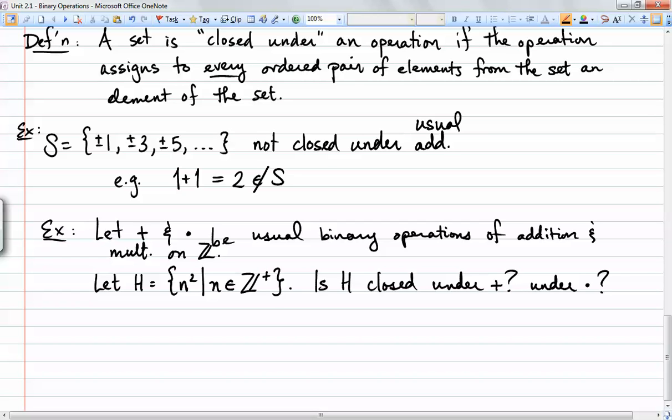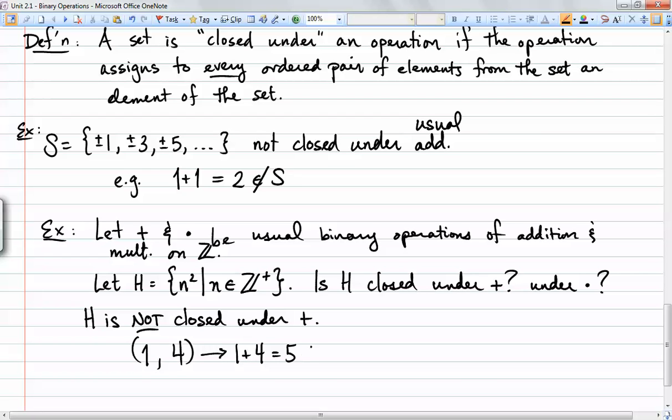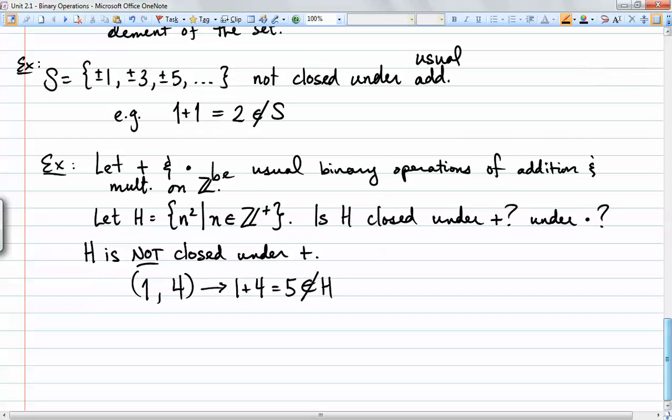Well, under addition, it's not closed. And in order to prove that, you just need a counterexample. So let's pick the first two squares. So 1 comes from H, 4 comes from H, and so under addition, that's the same thing as saying 1 plus 4, which equals 5, but 5 is not in H because it's not a perfect square. So there's your counterexample. If we look at the multiplication, well, it is closed.